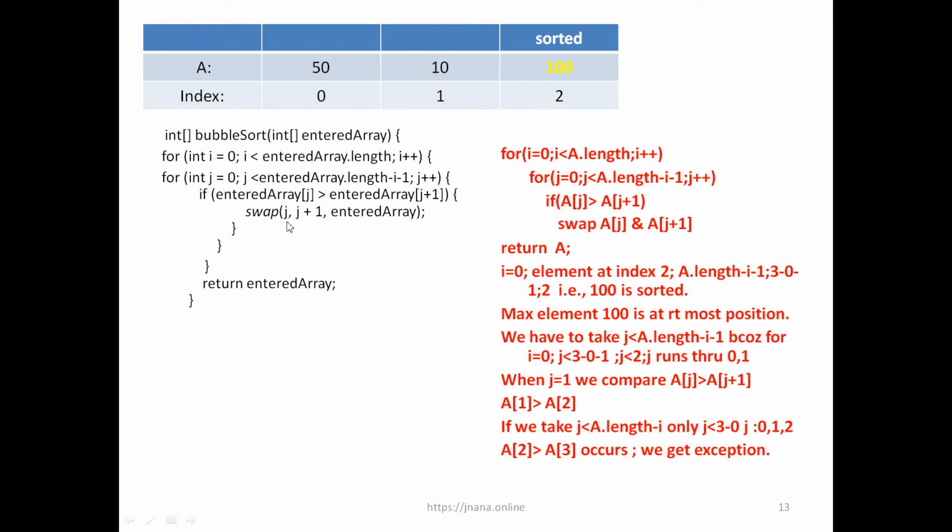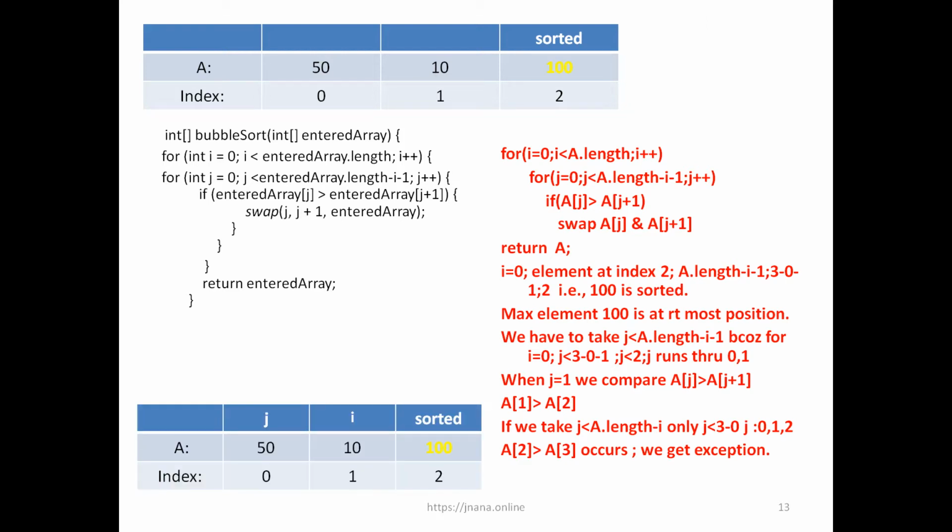When j has taken the value of 2 and we are doing a comparison here, a of j greater than a of j plus 1, a of 2 greater than a of 3. But a of 3 means we do not have an index 3 here, so we will get an index out of bound exception. I will show this at the end of this video, but at this point of time just keep it in mind that is the reason why we have written the statement as entered array dot length minus i minus 1.